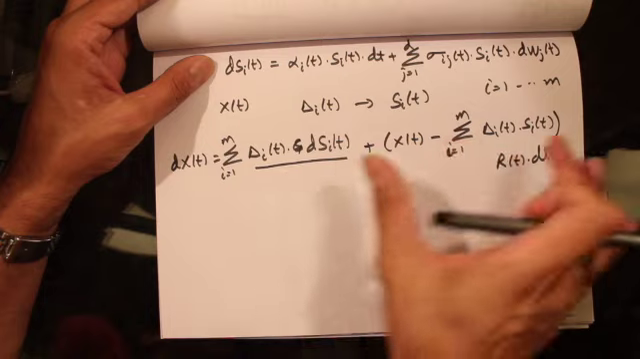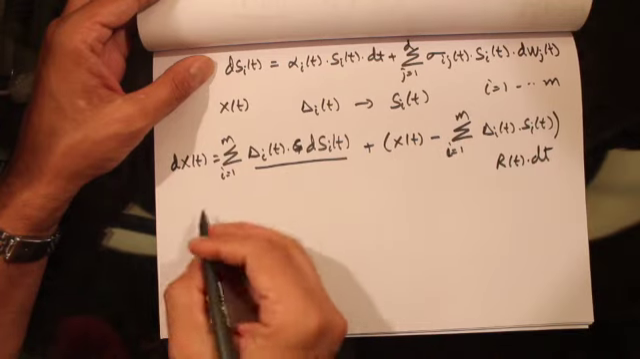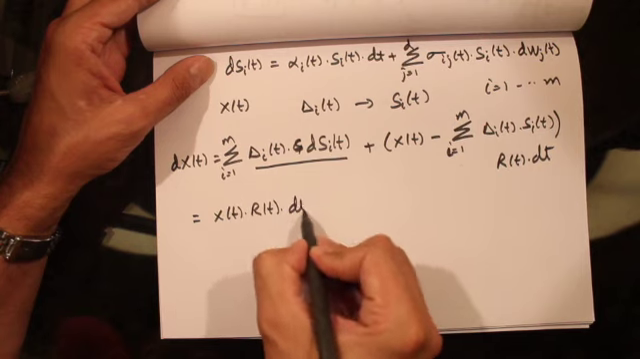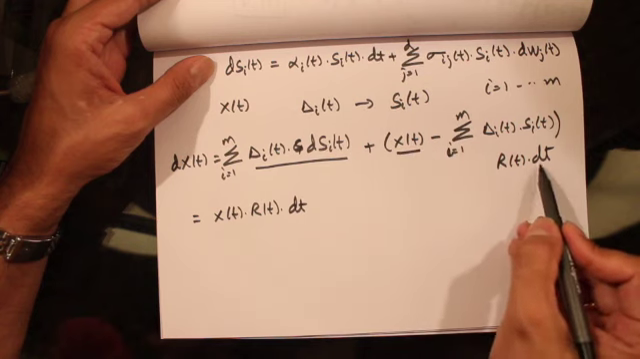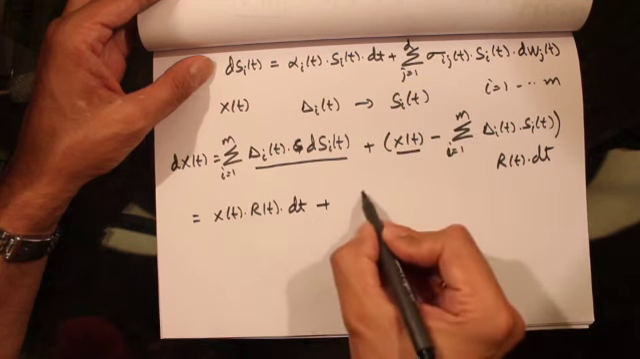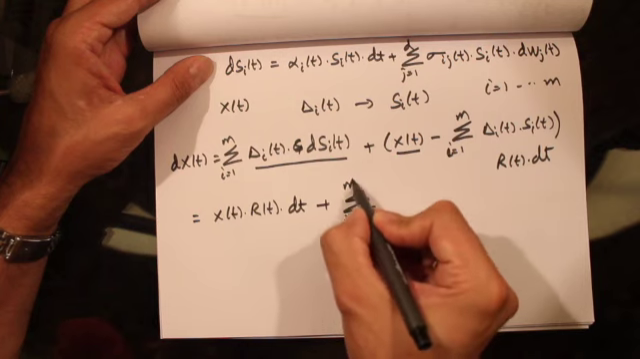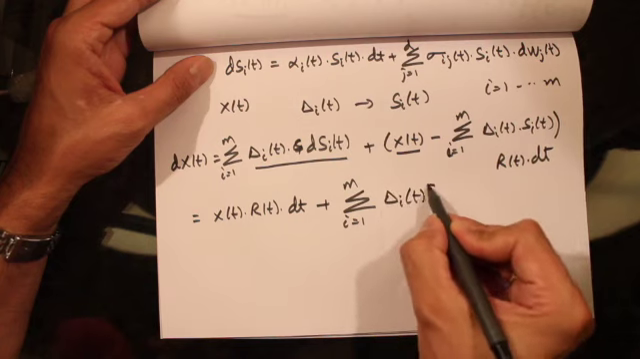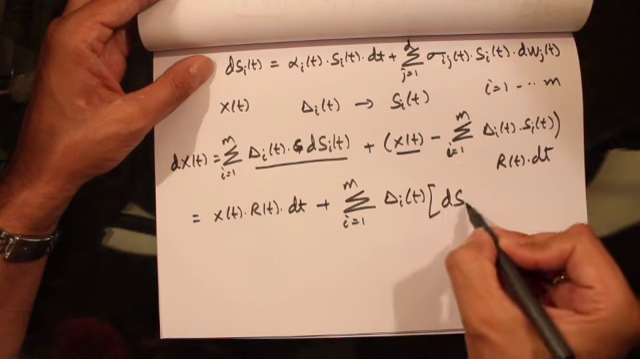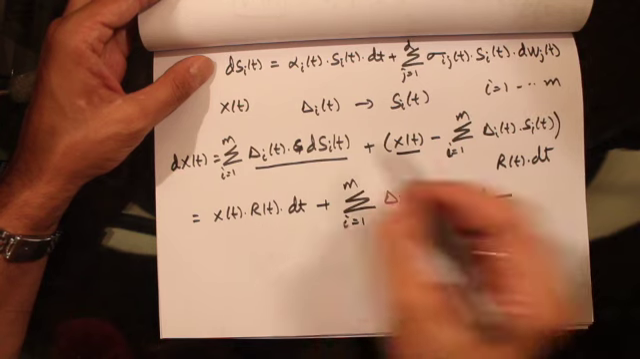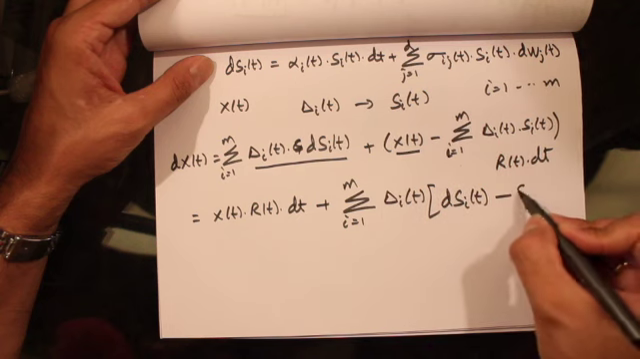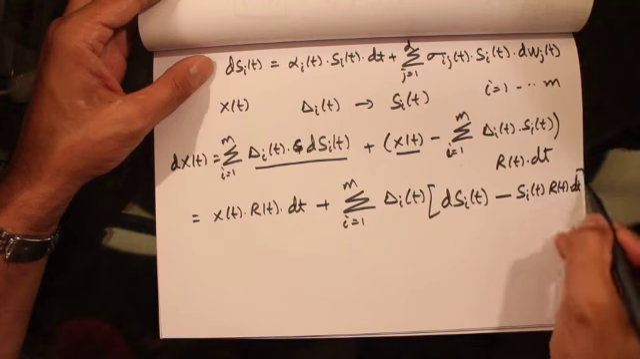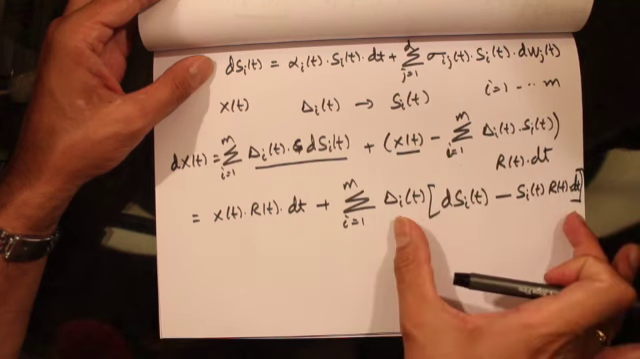Now what we can do is combine this term and the summation term. So we'll get X(t) R(t) dt. This X(t) term multiplied by R(t) dt I've written here, and now let's write the summation term, i equals 1 to m. Both terms have Delta_i(t), so I'm going to take Delta_i(t) outside the bracket, and I'm going to be left with dS_i(t) here, and after taking Delta_i(t), I'm going to be left with S_i(t) R(t) dt. That's what I'm going to get.